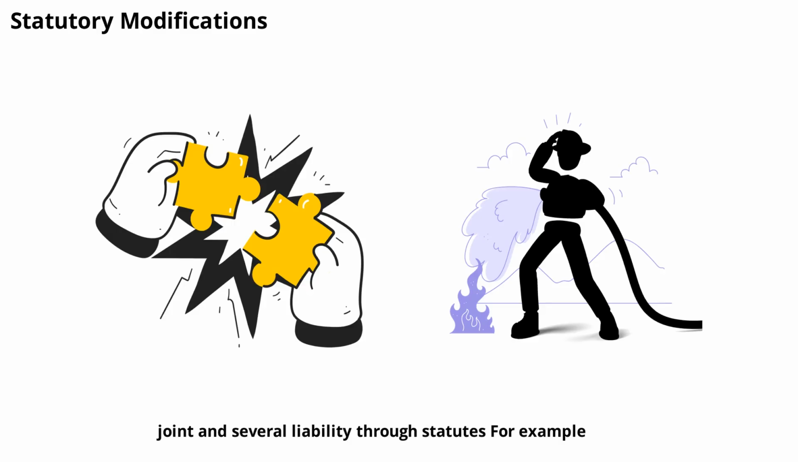Some jurisdictions have modified or limited joint and several liability through statutes. For example, certain laws may cap the amount a party can be required to pay, or restrict joint and several liability to specific types of cases. These changes are often aimed at balancing fairness for both plaintiffs and defendants.